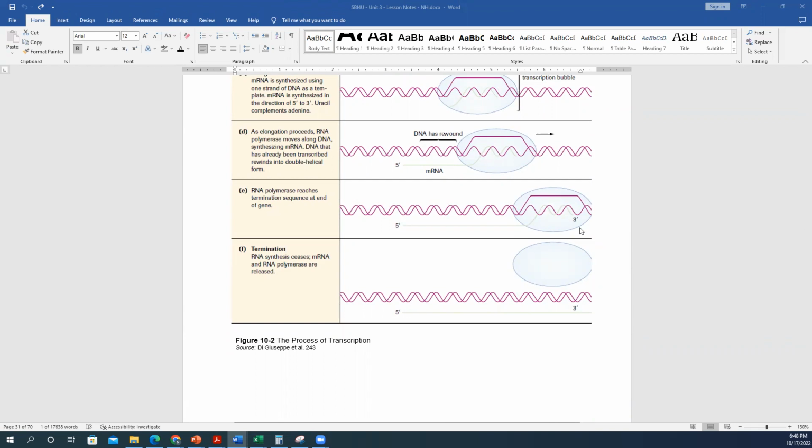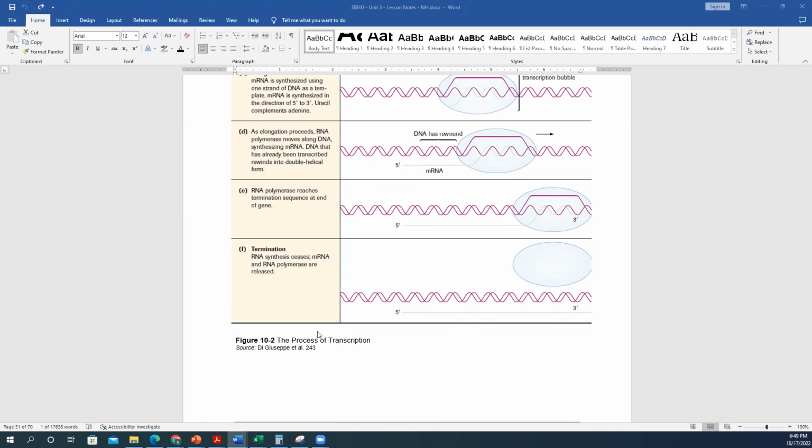at that point, the polymerase stops carrying out the transcription, and what happens is that since that mRNA that is being made is complementary to that strand, that mRNA comes off.